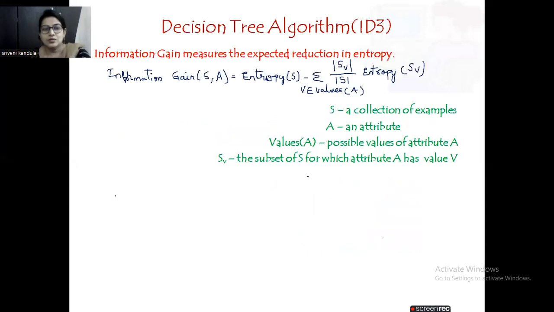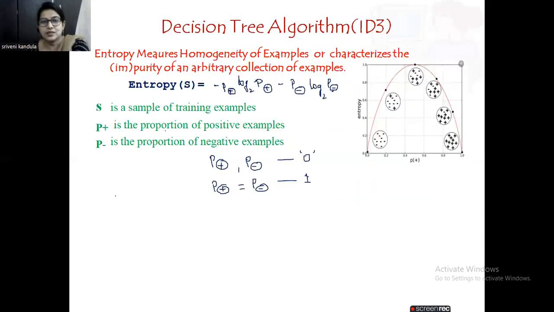In order to work with the decision tree algorithm, we should know about entropy and information gain. Information gain measures the expected reduction in entropy. So first let us know what entropy is and come back here. Entropy measures the homogeneity of examples, or characterizes the purity of an arbitrary collection of examples. Given a set of examples, how many are homogeneous and how many are non-homogeneous is decided by this entropy.